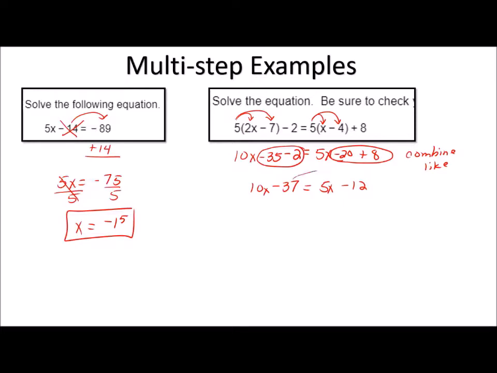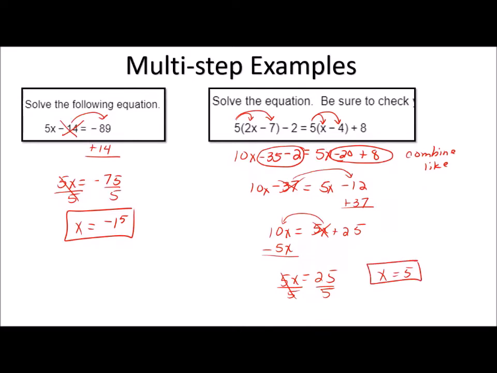If I move the negative 37 across the equals, it becomes a positive, leaving 10x equals 5x, and I combine those two numbers to get 25. Then I will move that 5x across the equal, and it becomes a negative 5x. 10 minus 5 would give me 5x equals 25, and then I divide both sides by 5. The solution here is x equals 5. You can always check an answer by plugging it back into the original problem.